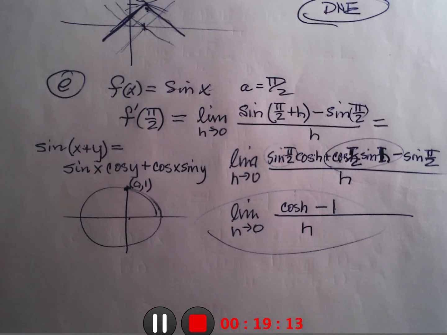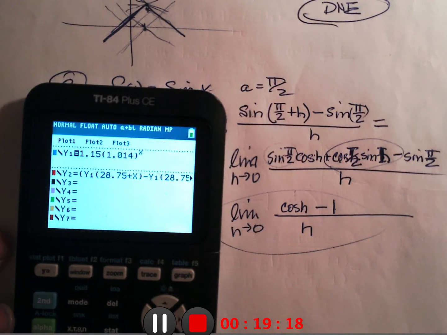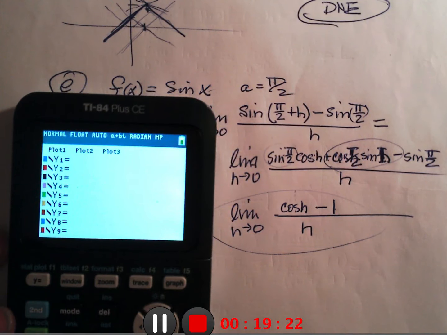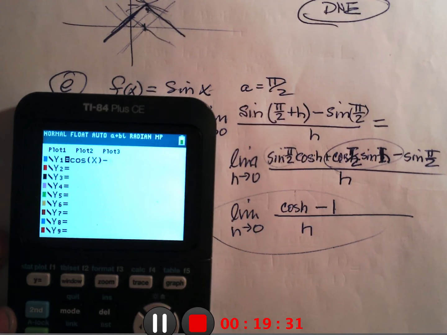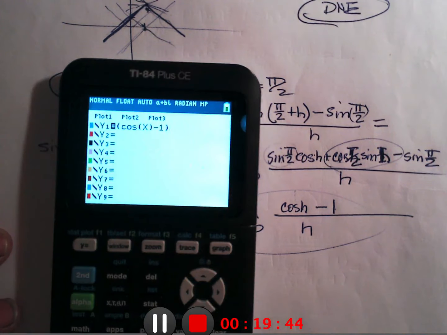So we turn it on, we're going to clear and clear, and we're going to go up here and do cosine of x, close parentheses, because that 1 is not inside, minus 1. And this needs to be in the numerator, so I'm going to put a parenthesis here, go back and insert a parenthesis there, and then come over here and then say divided by x.